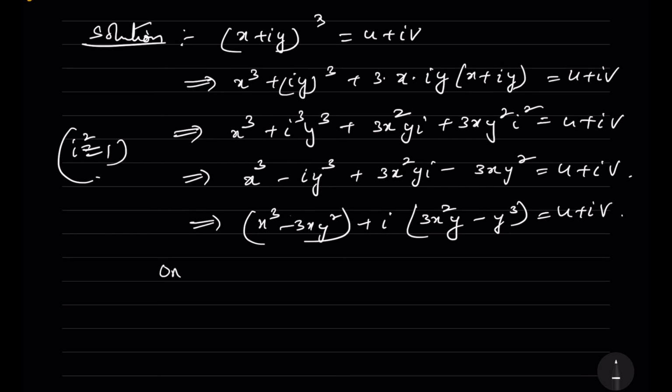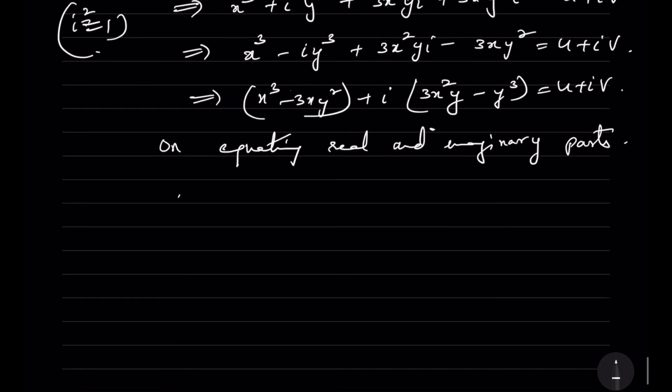So on equating real and imaginary parts, we get u is equal to x cube minus 3x y square, v is equal to 3x square y minus y cubed.